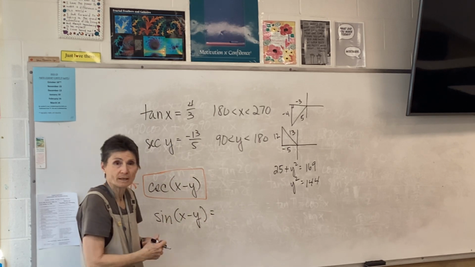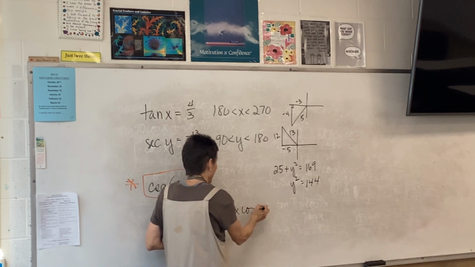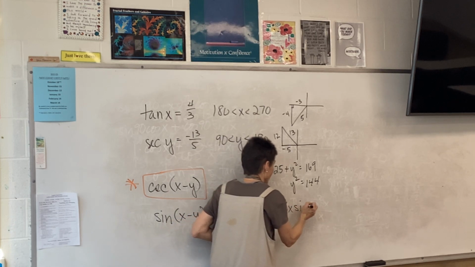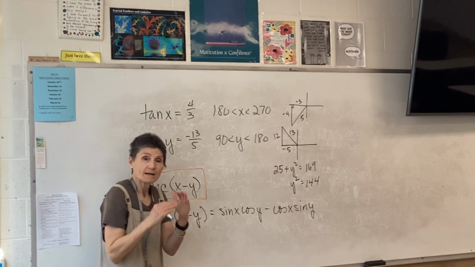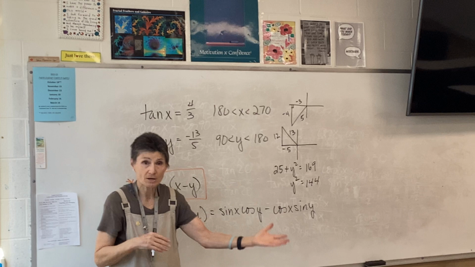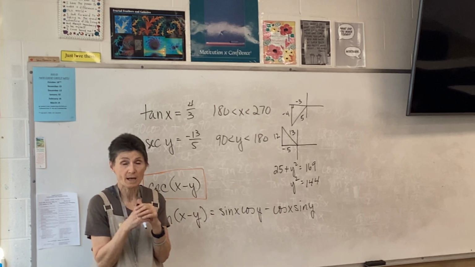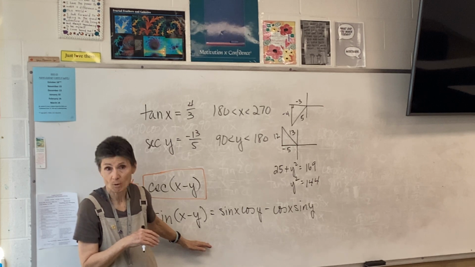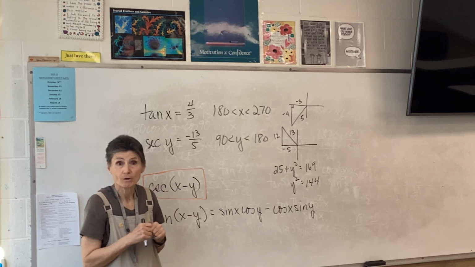And now I have a formula for that. So it's sine x cosine y minus cosine x sine y. I do not have a formula for cosecant, just like I don't have a button on my calculator for cosecant. So I do it as 1 over sine, or the reciprocal of sine. So I'm going to do this problem as a sine problem, and then whatever answer I get, I'm simply going to turn it over.